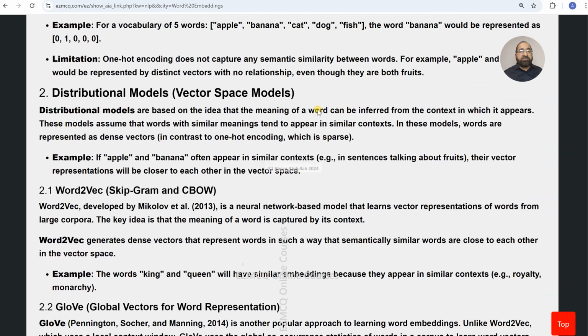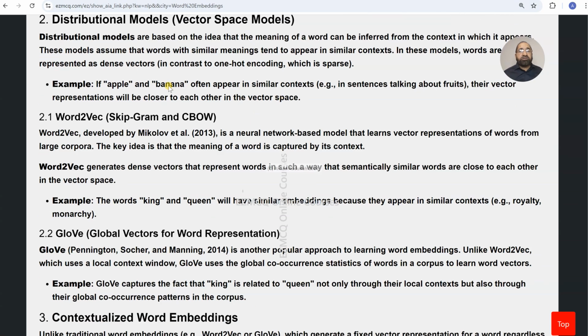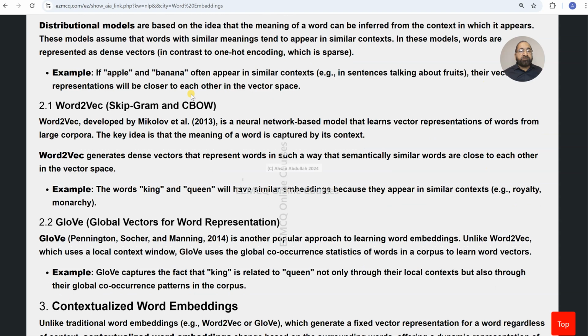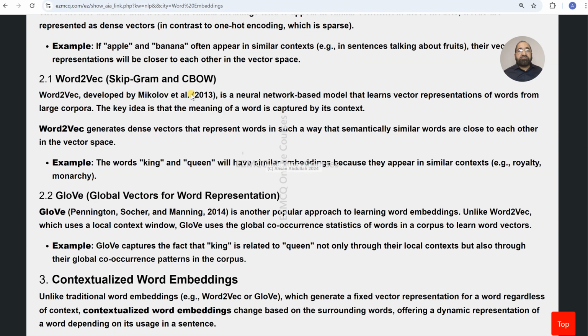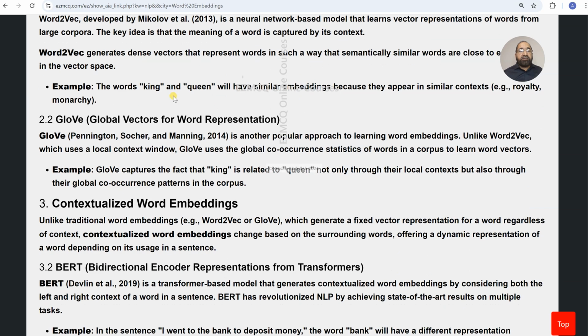Semantic is the meaning. Then we have the distributional model, such as the vector space model, which we have discussed. The vector for apple would have similar meaning, depending upon the dimensionality, to banana, which is also a fruit. Of course, if it was carrot or tomato, then we would not consider it a fruit, so they will have a different vector representation. Then we have Word2Vec, skipgram, by Mikolov. The words king and queen will have similar embeddings because they appear in similar contexts.